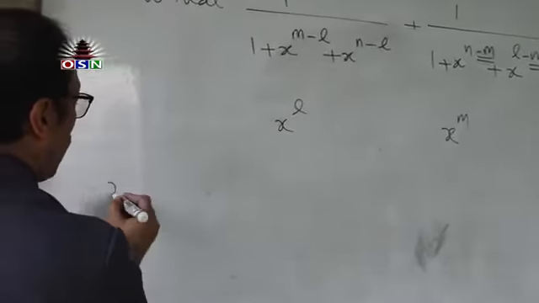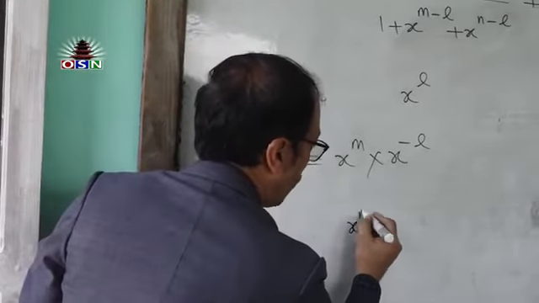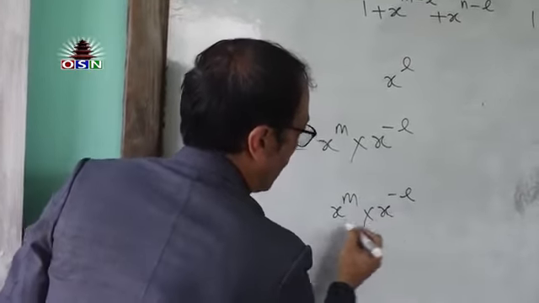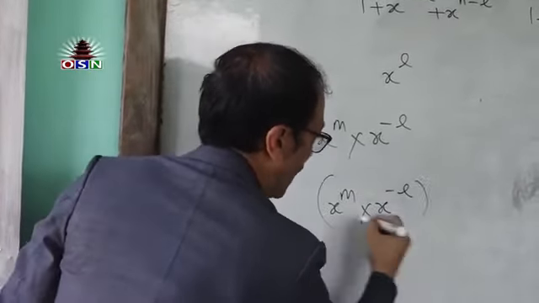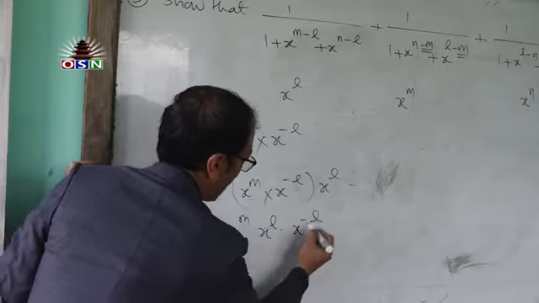So, when we multiply them, we will get this product. Now please, if x to the power m and x to the power minus l is multiplied by x to the power l, what will you get? See here, when the two are multiplied, you will get x to the power m into x to the power l into x to the power minus l.